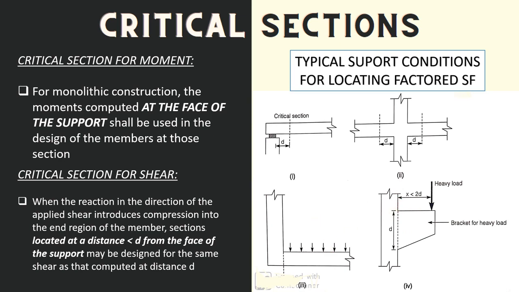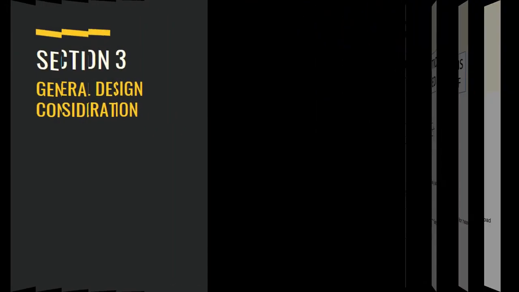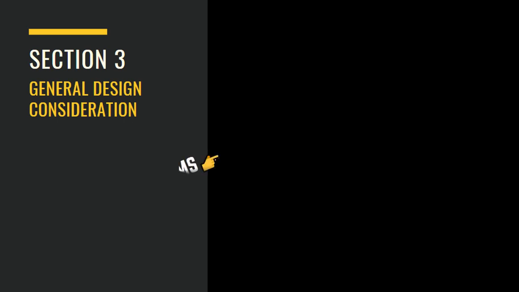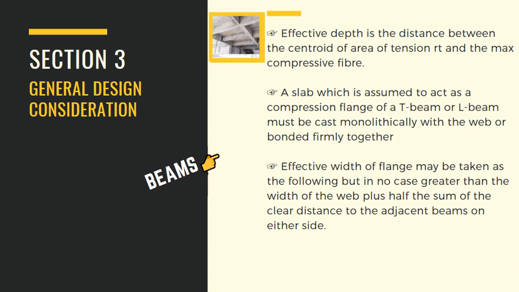Now we shall move on to general design of beams. The effective depth is the distance between the centroid of area of tension reinforcement and the maximum compressive fiber. The effective depth means the distance between the topmost compressive fiber to the center of area of tension reinforcement. If there are 2 or 3 lines of reinforcement, the centroid or CG of those tension reinforcement has to be calculated, and the depth up to that point is called the effective depth.